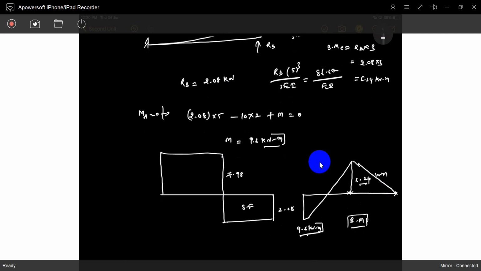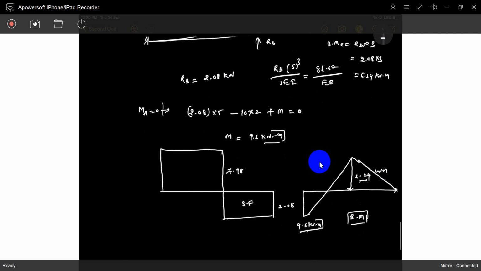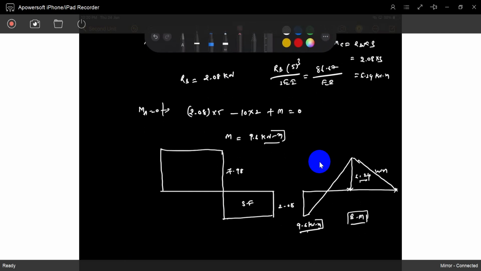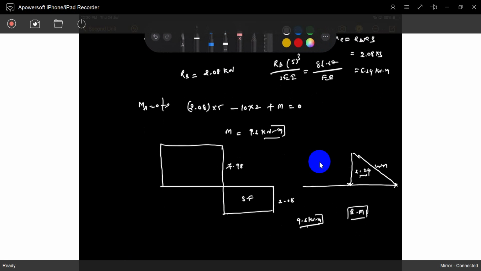This is not the maximum. The maximum value happens at this location. I will write neatly. This is 6.24, this is 9.6. That's it. You can write the shear force and bending moment diagrams.